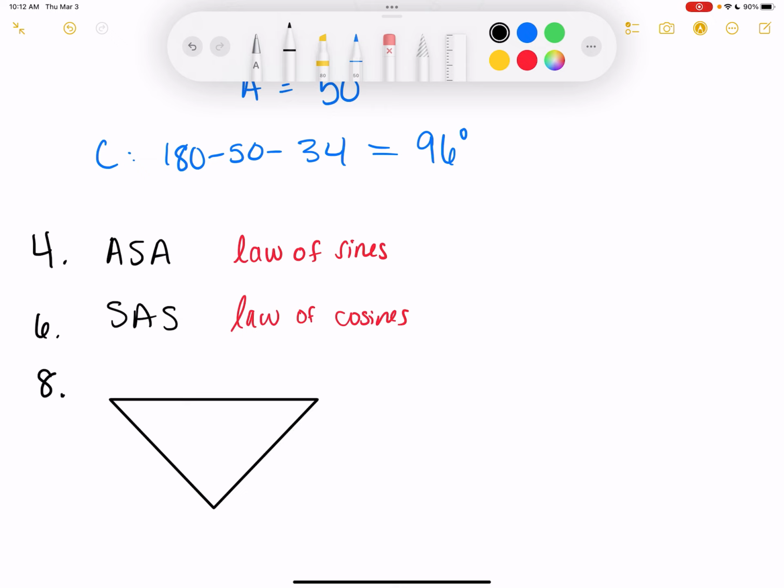All right. So this is a triangle given to you, and it says to solve it. So you don't have to write in code.